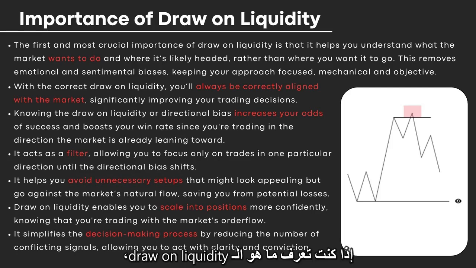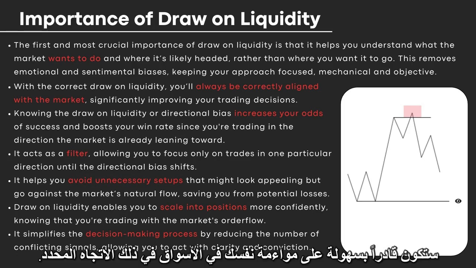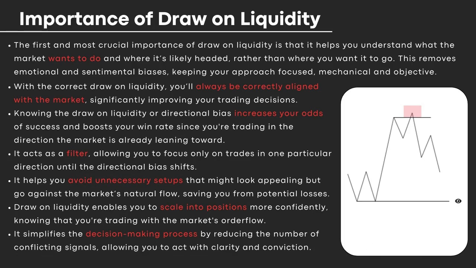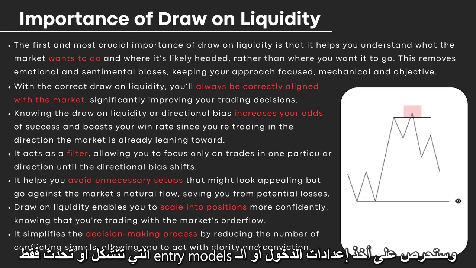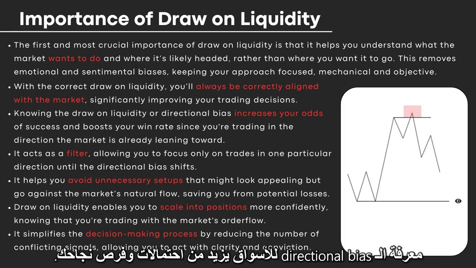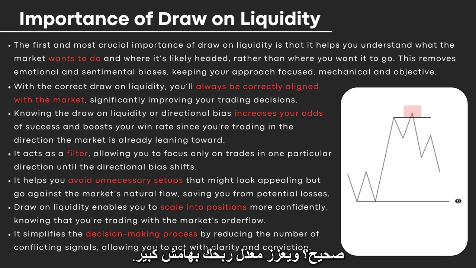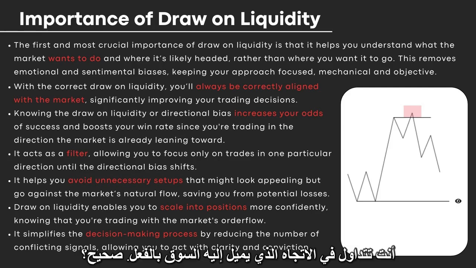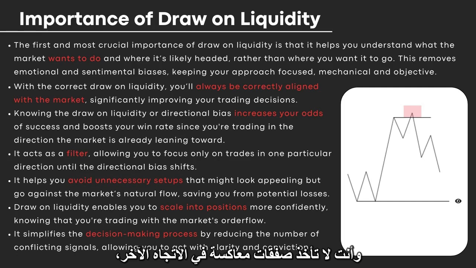If you know what the drawn liquidity is, you'd be able to easily align yourself in the markets in that particular direction, and you'll make sure to only take entry setups or entry models that form in the direction of the higher time frame drawn liquidity, right? Knowing the directional bias of the markets increases your odds and chances of success, right? And boosts your win rates by a huge margin, because after all, you are trading in the direction that the market is already leaning towards, right? And you're not taking counter trades in the opposite direction, which significantly decreases the odds in your favor.